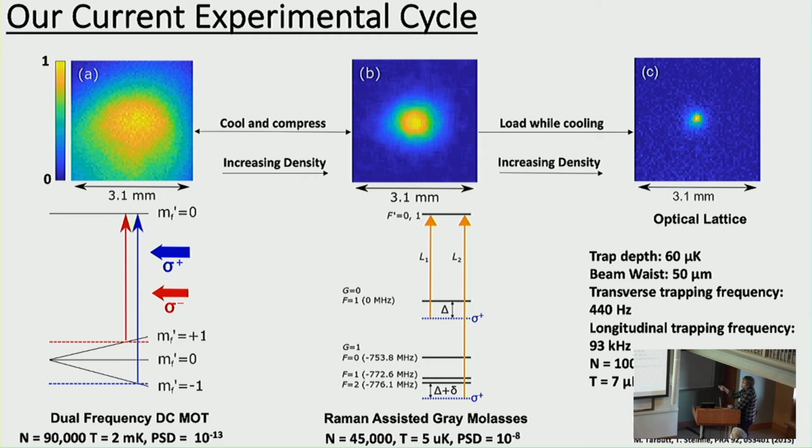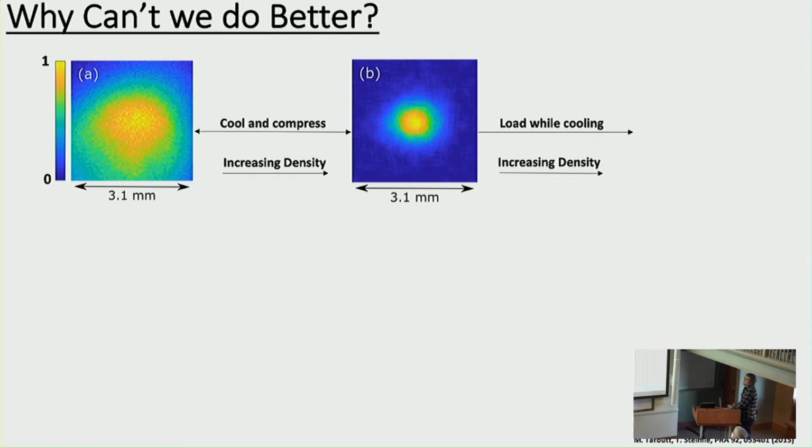And then what we could do is cool while loading this guy into a conservative trap, and in the trap we can cool. And so this was the state of the art that we had in the experiment. We could trap only about 1,000 molecules in the lattice. This looks good, great. But I'm going to be realistic on why we can't do better in the field.